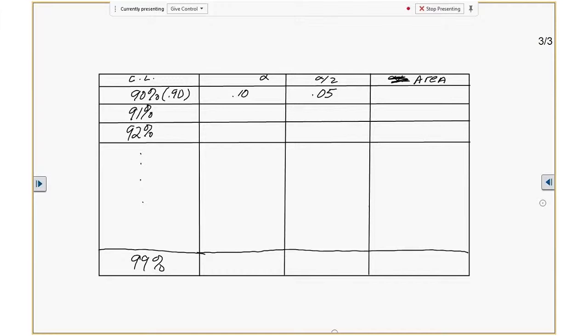And then you look up 0.05 in your Z table. Somebody give me an inverse norm. Let's see, it'd be 0.05. Yes. Give me an inverse norm of 0.0500. What would you get? Do the inverse norm. What do you get?